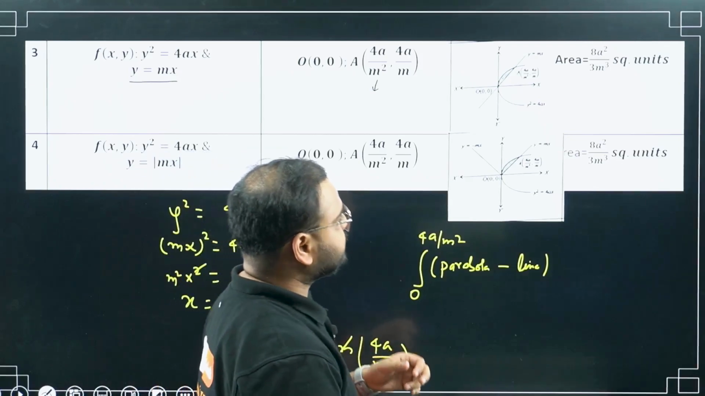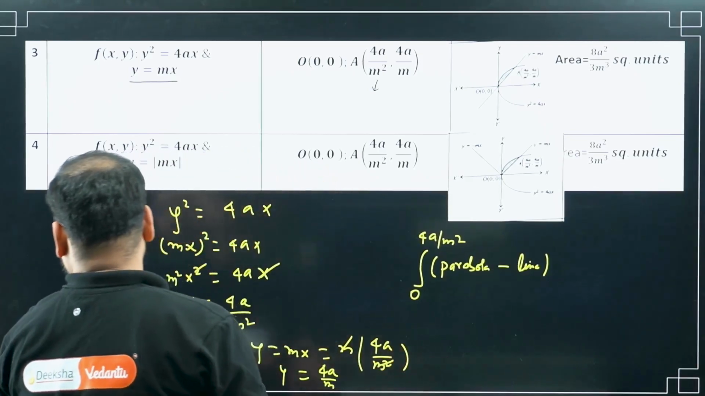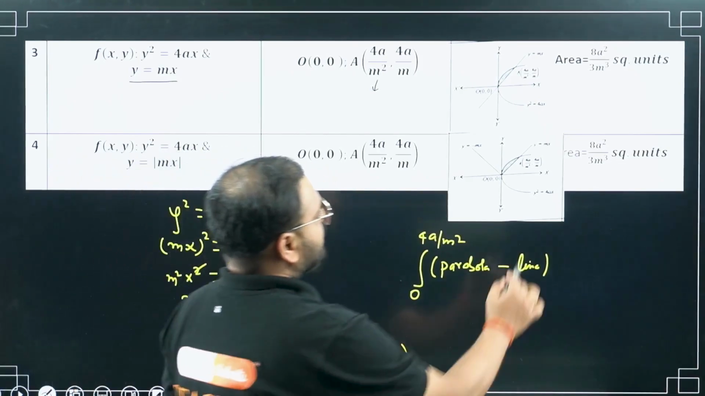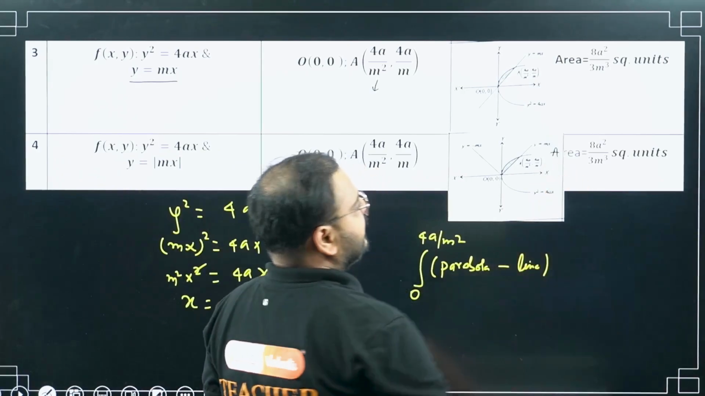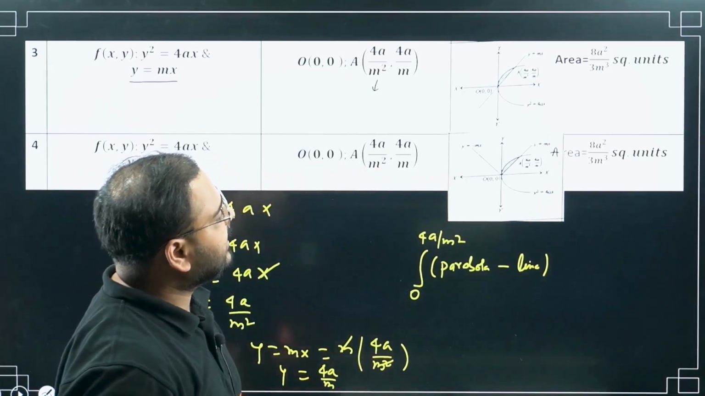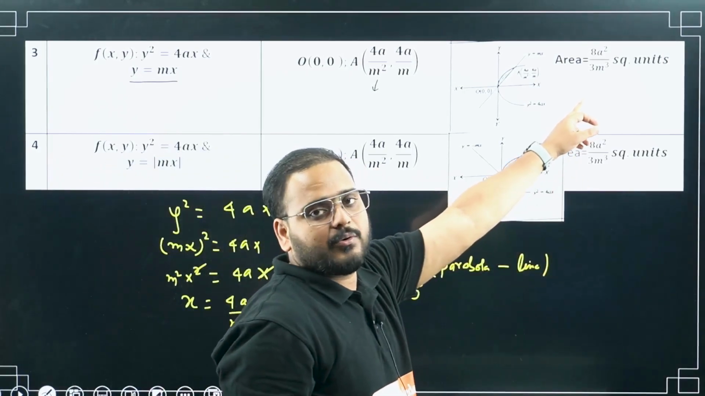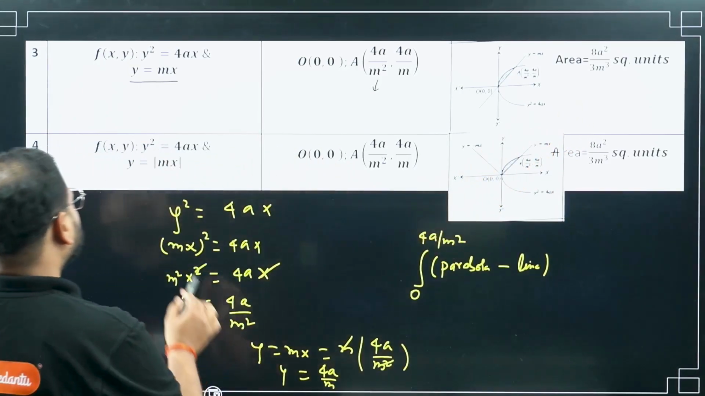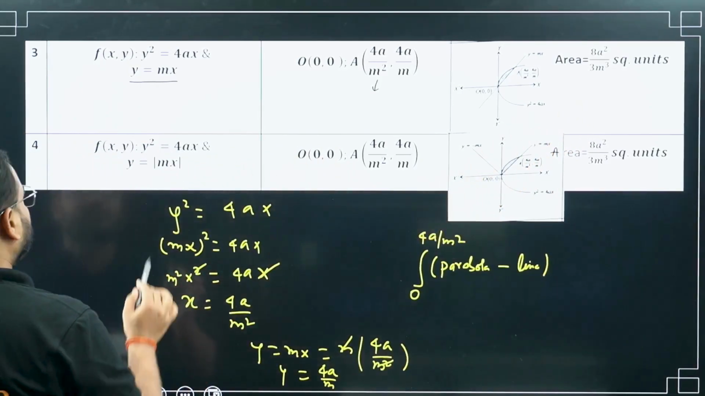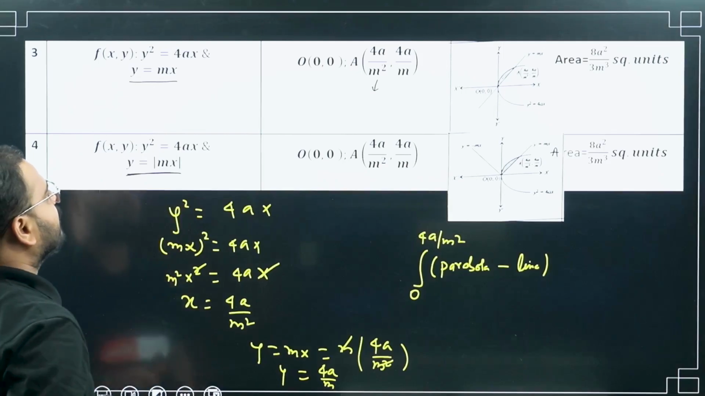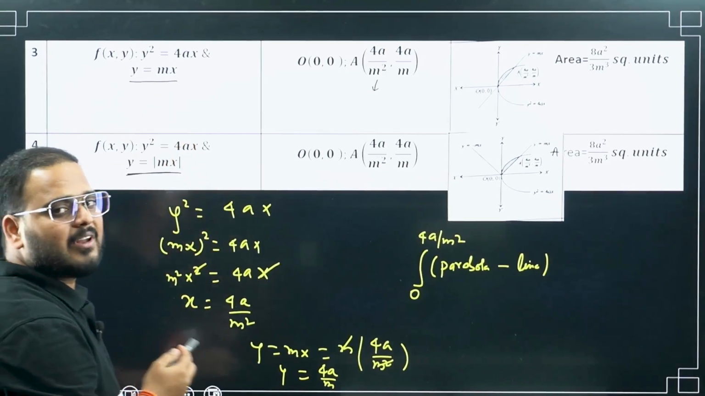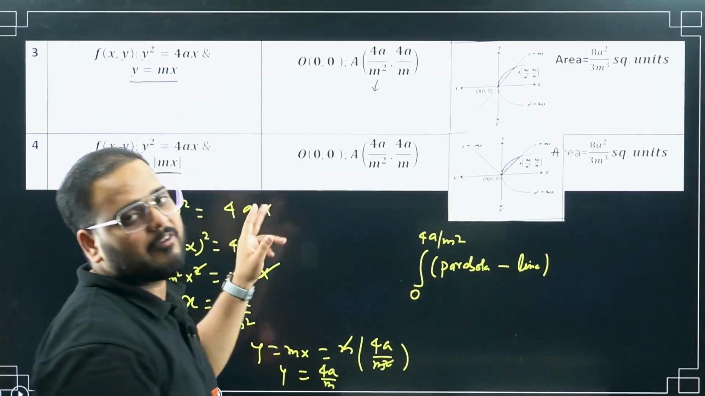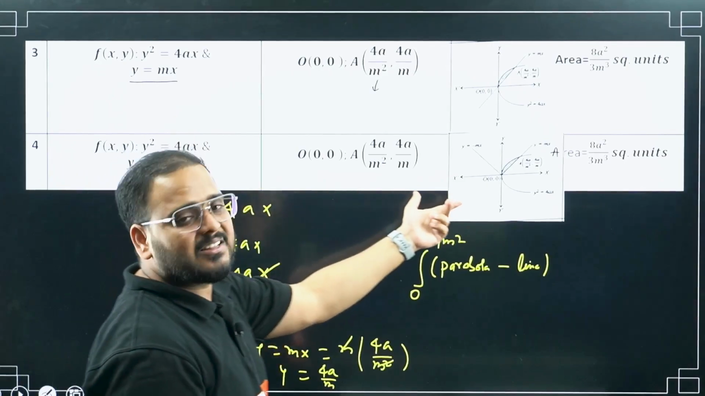Okay, chaliye. Okay, 1 second. This is the area. Area is given by 8a by 3m cube for this part. Okay, what about this part? What is the change over here? The change is the same, sir. Just modulus is present here now. Over here we didn't have any modulus, y equal to mx was there, but over here I have y equal to mod mx. But it doesn't matter in this particular case.